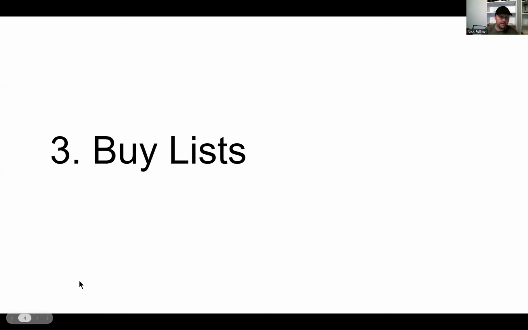Now, the third method is you can buy a list. There are providers out there who will sell you lists of overages, or they'll sell you lists of foreclosure auction results or tax sale auction results. Plenty of people do that.